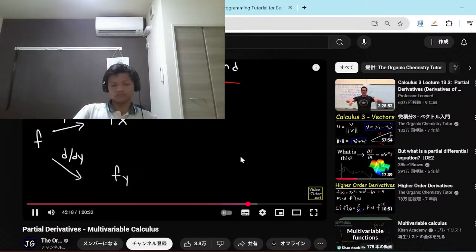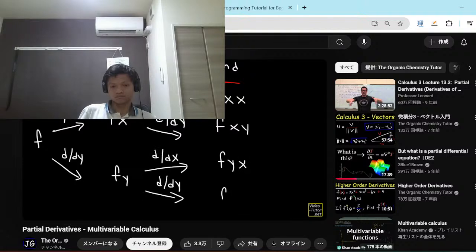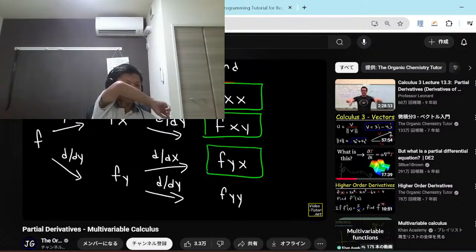Now at this point, we can differentiate the first derivative with respect to x. So the second derivative is going to be fxx, which means that we found the derivative with respect to x twice. Now we can differentiate fx with respect to y, and we'll get fxy, which means that we differentiate first with respect to x, and then second with respect to y. Now fy, we differentiate with respect to x, and we'll get fyx, which means that we differentiate first with respect to y, and then with respect to x. Or we differentiate fy with respect to y, which is fyy, which means we differentiate the function twice with respect to y. So when dealing with second partial derivatives, if you have a function with two variables, there are 4 derivatives that you can get.